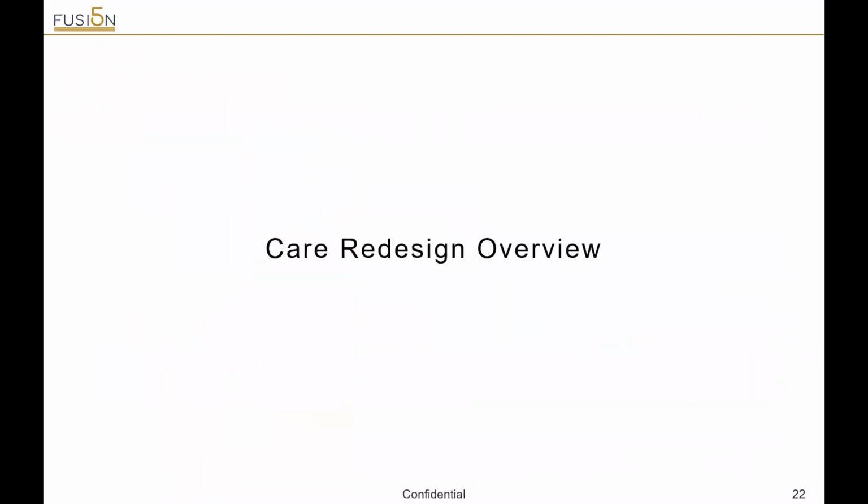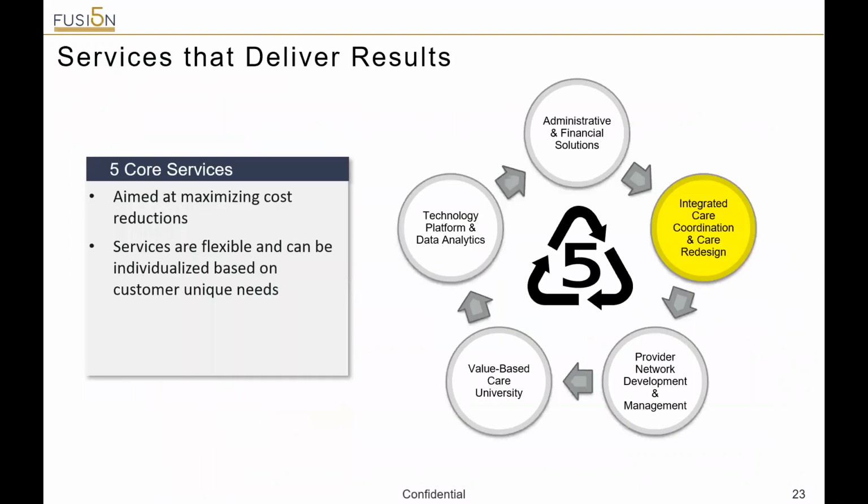So how does all of this work? How do you generate funds? How do you become successful in this program? It is really through care redesign, case management services. These are the things that deliver results. Fusion 5 has 5 core services at its heart, aimed at maximizing cost reductions, and they need to be flexible.